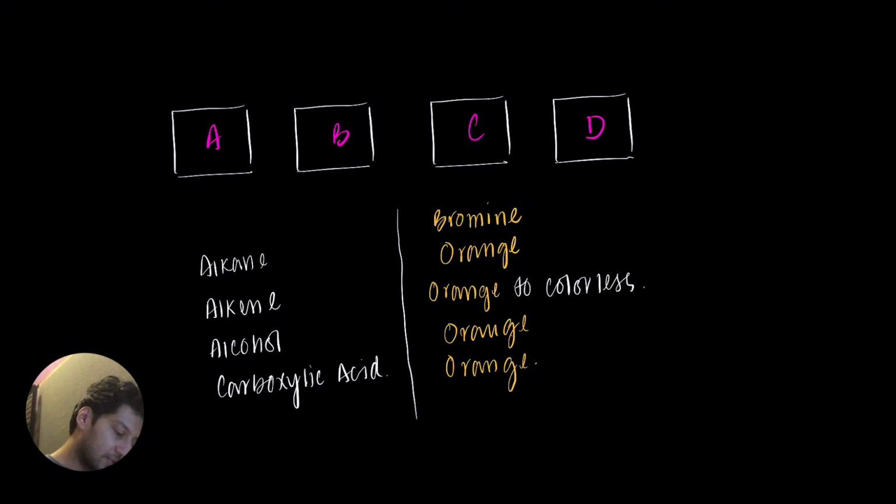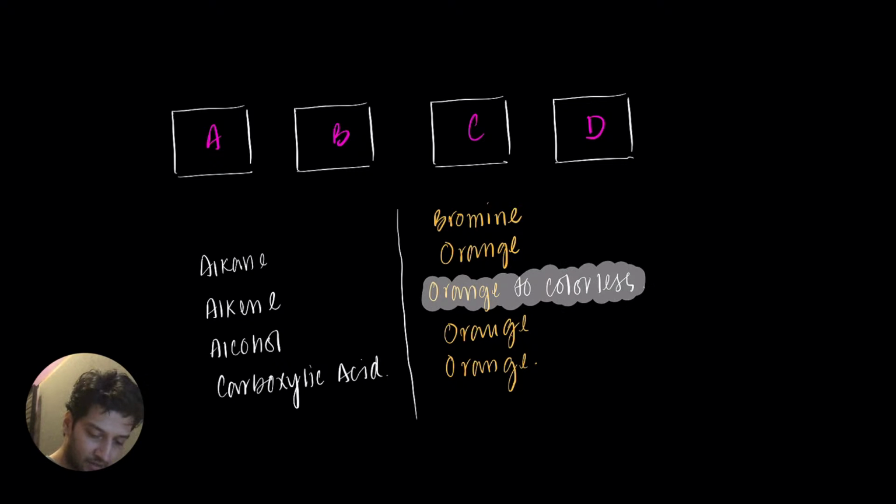And it's important that you say from orange to colorless, not just say it's colorless now. No, you say it was orange, now it's colorless. It changed color from orange to colorless. Does that make sense?